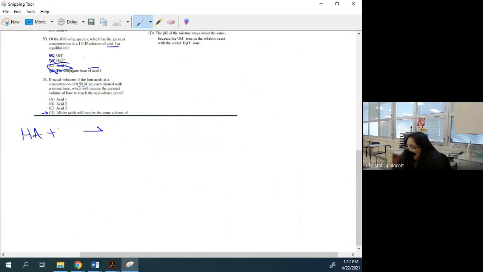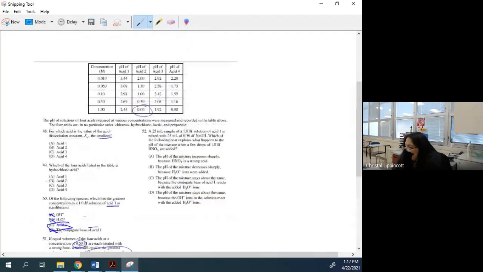Hold on. So this is HA plus OH minus. The H is going to go over here and form water. The OH went out, the H went with that, so that's going to give us A minus here. And when these moles are equal to each other, that is the equivalence point. Since they're all at 0.5 molar, they're going to end up having the same equivalence point, so they're going to require the same volume. Okay. All right, let's try 52.